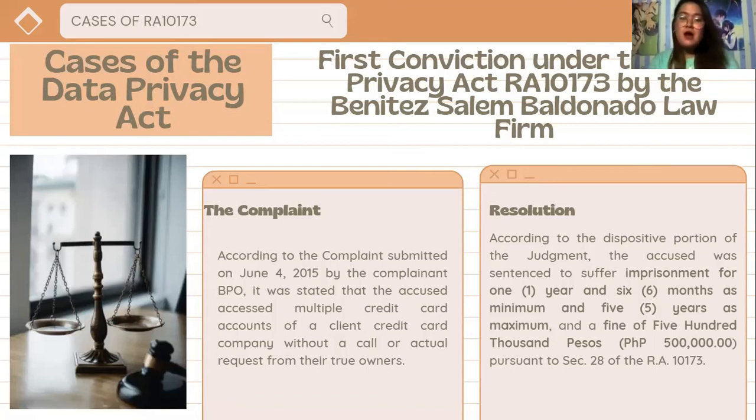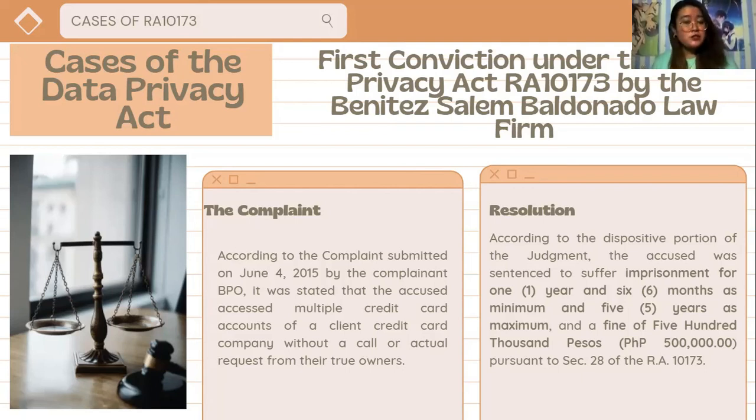This is the complaint. According to the complaint submitted on June 4, 2015 by the complainant PPO, the suspect accessed multiple credit card accounts of a client credit card company without a call or the actual request from their true owners. In addition, the suspect fraudulently, or in other words illegally, obtained personal identity cards and altered them into temporary pins. A constant sum of $500 was taken as cash advances from all the aforementioned credit cards.